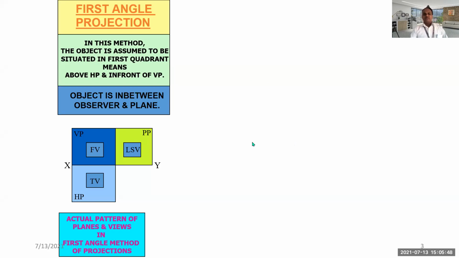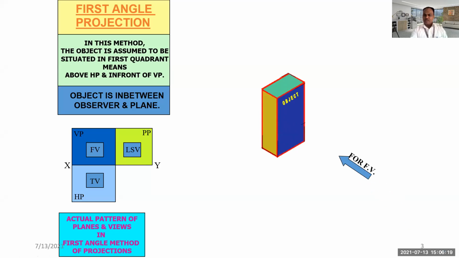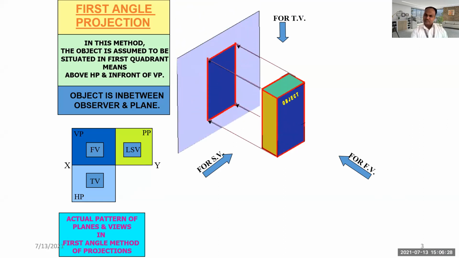Okay. So this first angle method of projection, as I told you, in this method the object is assumed to be situated in the first quadrant, means in front of the observer, and the object is in between the observer and the plane. The object will be between the plane and the observer, and we have to see it from the front side, top side, and left hand side. That is the only concept of this first angle method of projection, and that's why this language is very popular among engineers. It is the simplest language, and because of that it is popular.